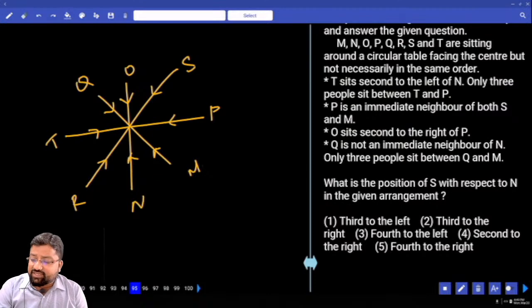When you are in a circular table, there will be 2 possibilities. Third to the right is the least possible way. If we go to the left, it will be 5th to the left.